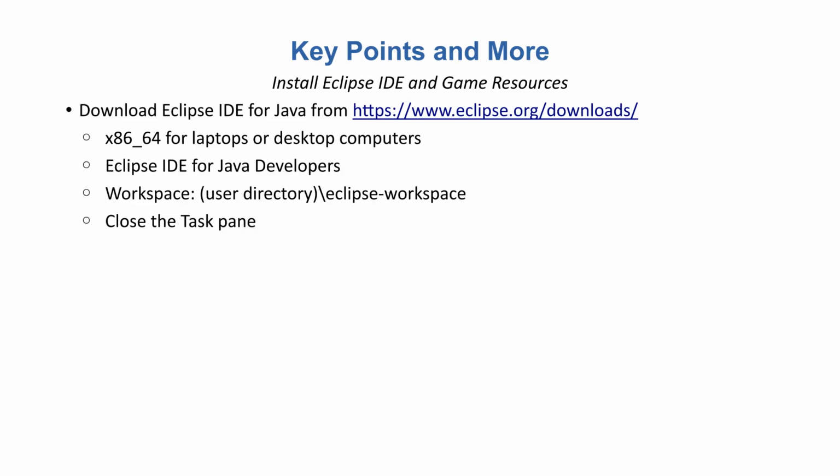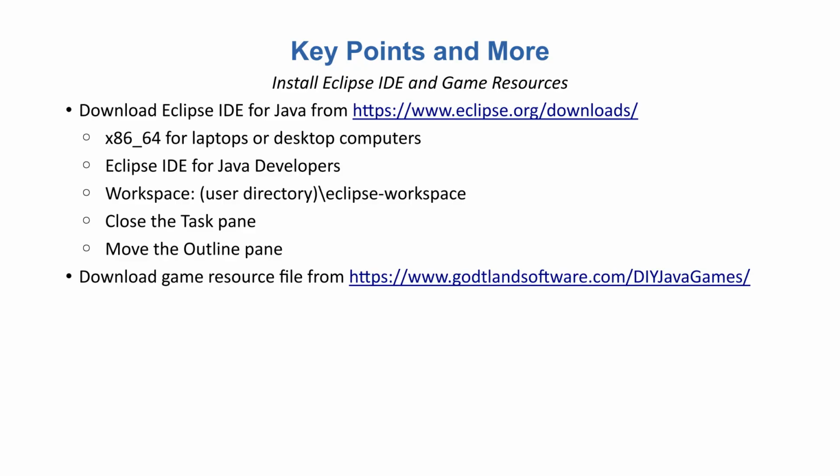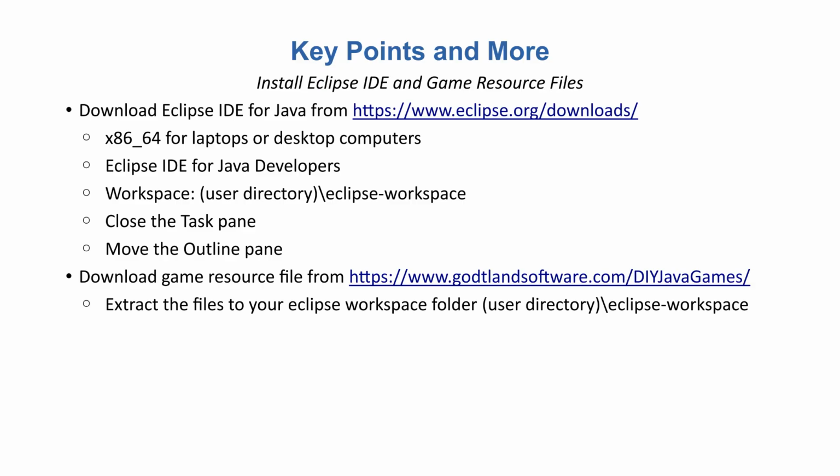Next, make more room for the edit area for entering program code. Close the task pane. I don't normally use it. Move the outline pane to the bottom of the Package Explorer pane. You'll also need the images, sound files, and data files that were created for the games. Download the resource file from my website here. Extract the files to your Eclipse Workspace folder. It should be in your user directory / Eclipse Workspace.